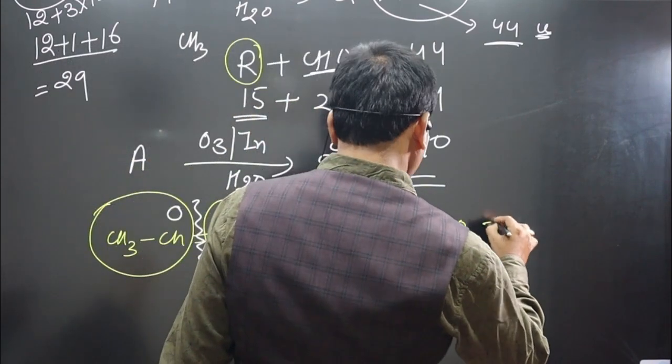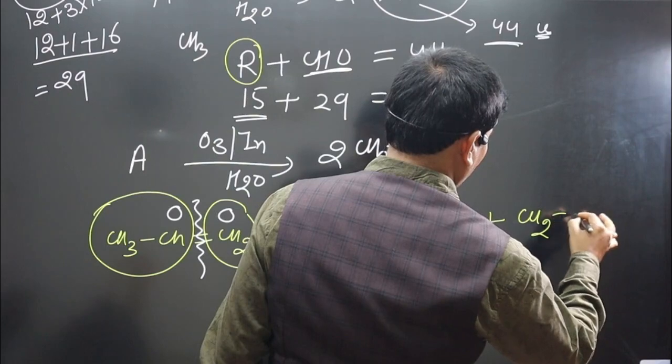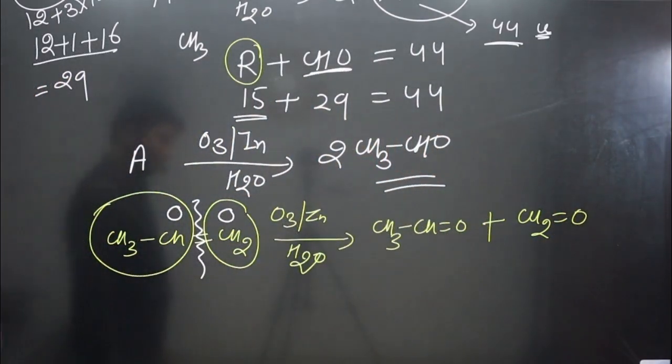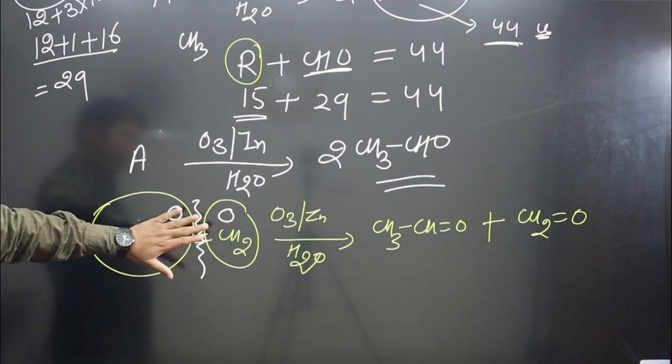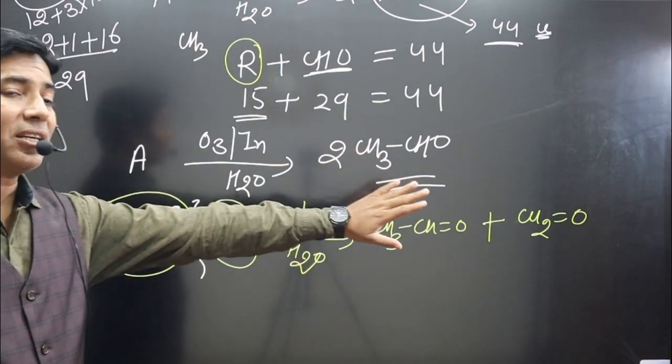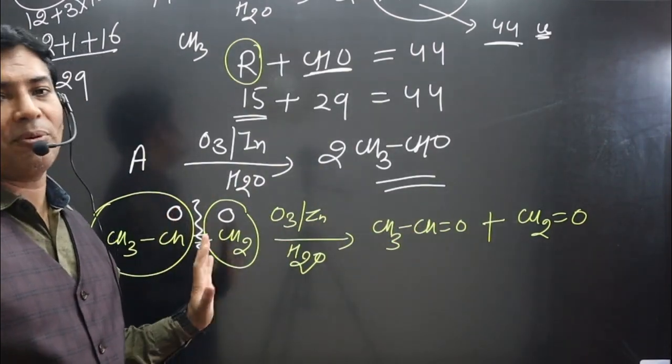So one product we got is CH3CH double bond O. And another product we got is CH2 double bond O. Two products we got. Now for a moment, let's say I do not know the chemical formula of the reactant. I know only the product, and from the product I have to determine the chemical formula of the reactant.